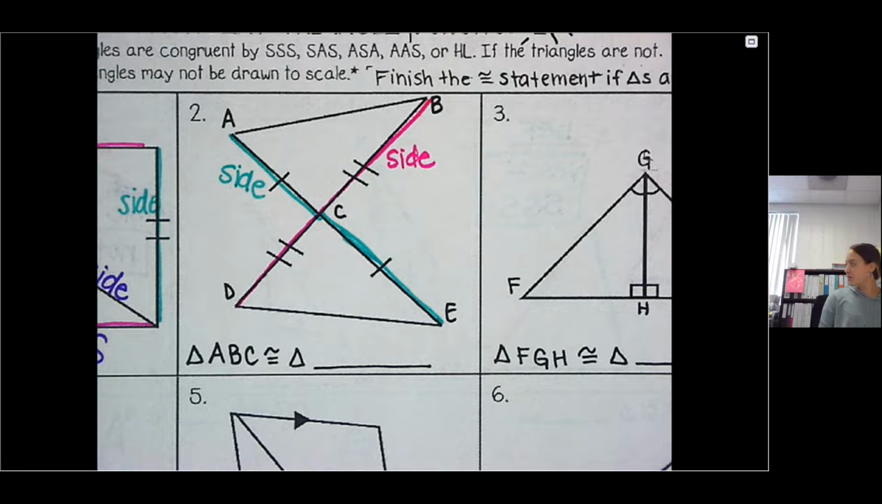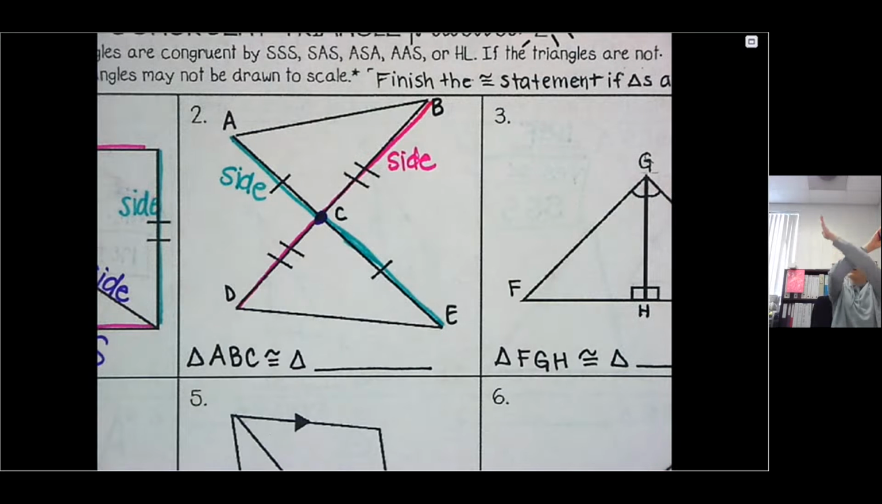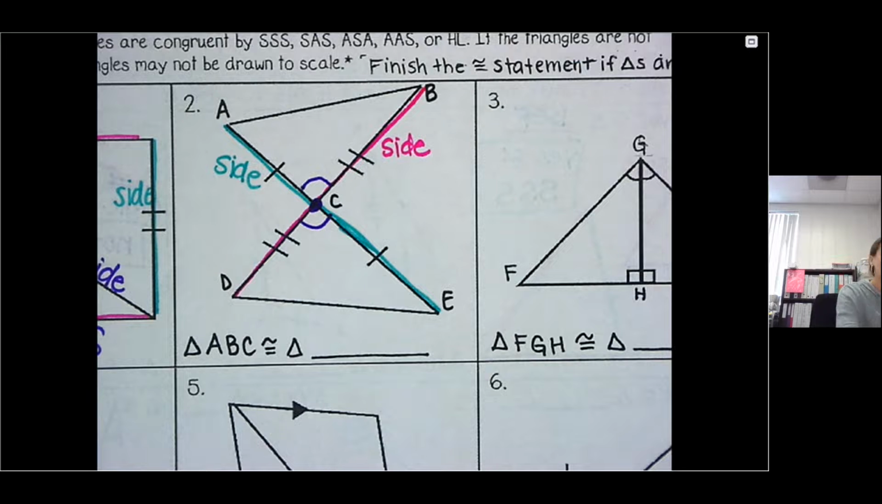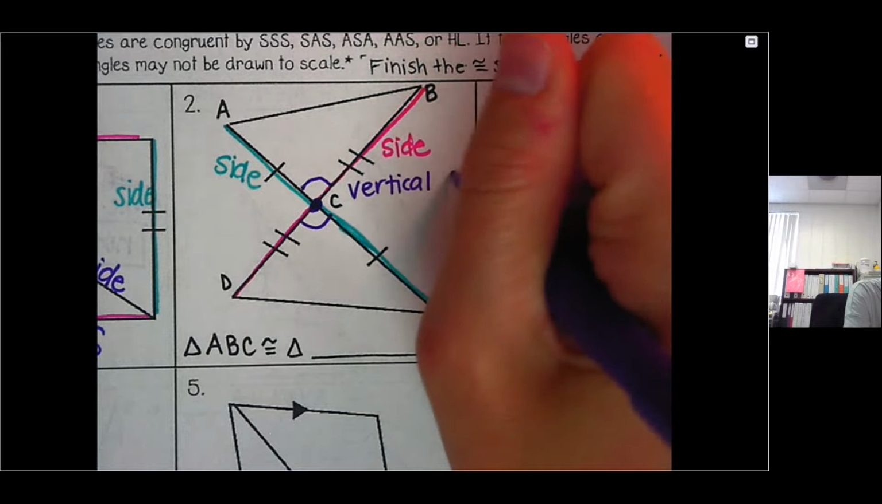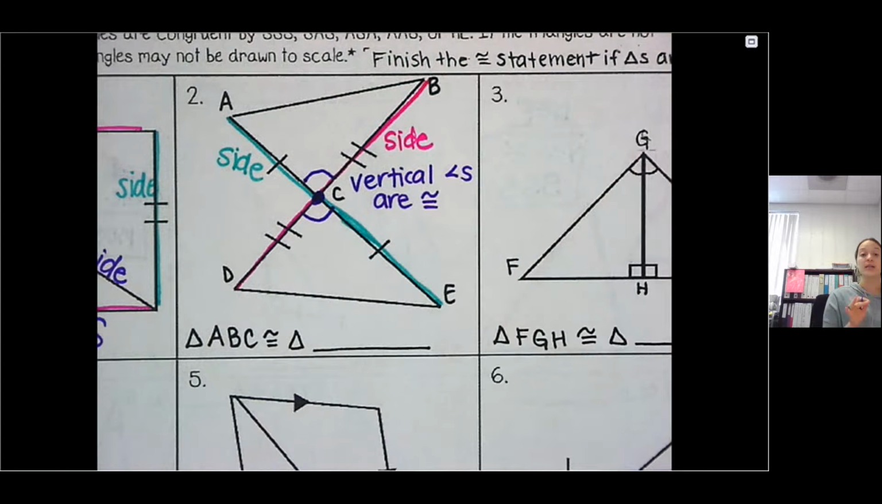Where's vertical angles? At what letter? C. At C. Beautiful. Give yourself a pat on the back, friend. Right here, two angles that make an X and are across from each other. They are called vertical angles. And what do you know about vertical angles? They're always the same. They are congruent. So write that in: vertical angles are congruent. And again, just like a shared side, vertical angles will never be marked in a picture for you. You got to mark those yourself.